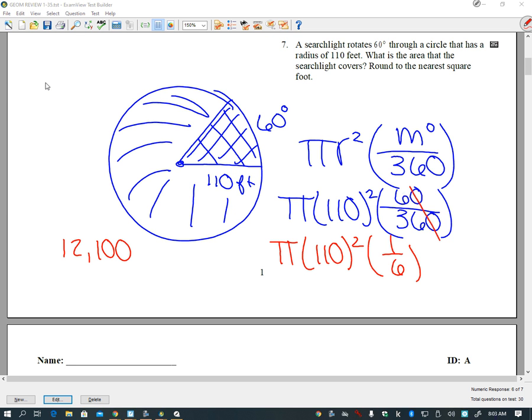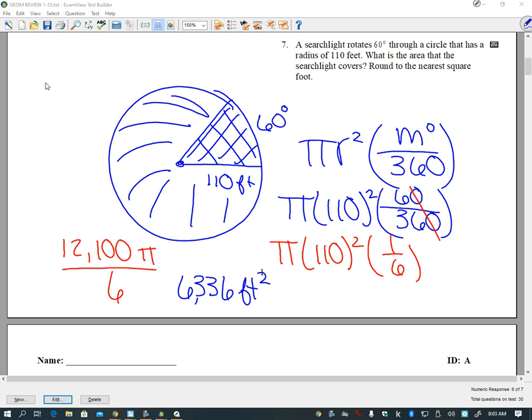Okay. Let's see. So we got 12,100 pi, times 1 divided by 6. So that'd be 12,100 divided by 6. What's 12,100 divided by 6? I'll take a calculator at this point. 12,100 divided by 6, and I'm going to go ahead and multiply that times pi. And we should get something like 6,335. They just want that to the nearest square foot, so I'm going to take it to 6,336 feet squared. I don't know what the answer in the answer key says. Is it that? Okay.